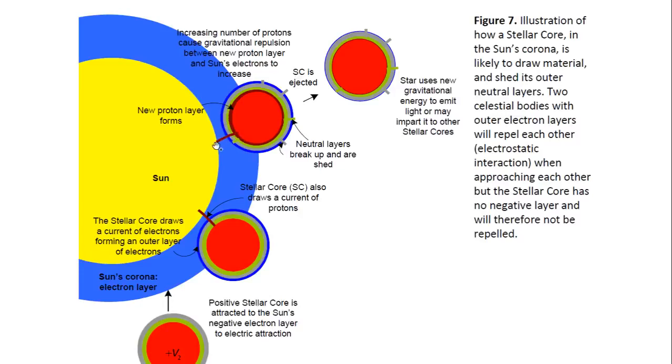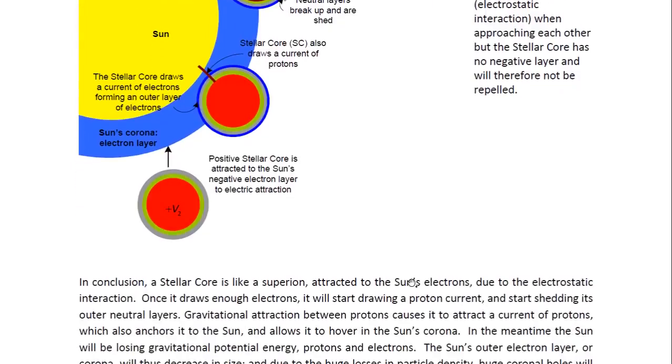and as the star gains protons, eventually gravitational repulsion between these protons and the sun's layer of electrons will cause the star to be ejected, but it will eventually come back and draw some more protons and electrons. In the meantime, it can use whatever energy it has gained to emit light, if that's possible. It may also impart some of that energy to other stellar cores.